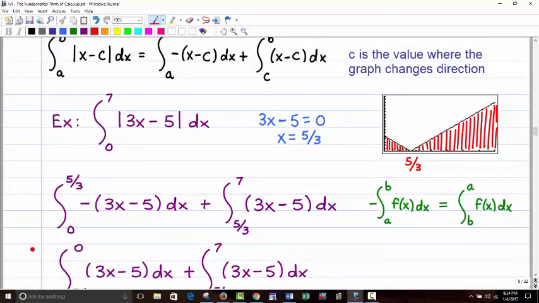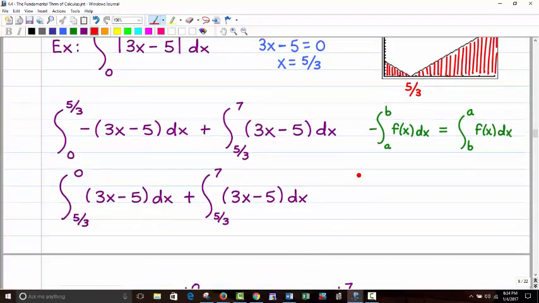So the process goes like this. It'll be from 0 to 5/3, because that's the point where it separates, the negative of 3x minus 5, plus the rest of the way, 5/3 to 7, of the positive part of it right there. So basically at this point, once you get it set up, you work those two definite integrals separately and add them together, and that will be the result.